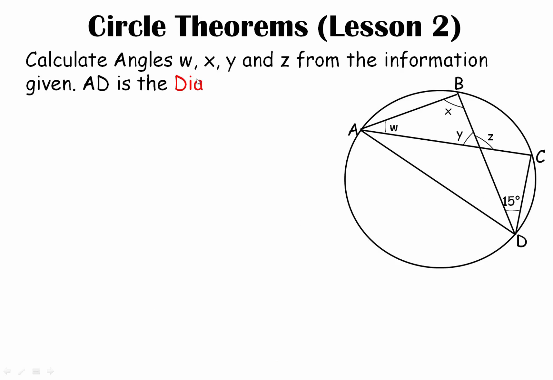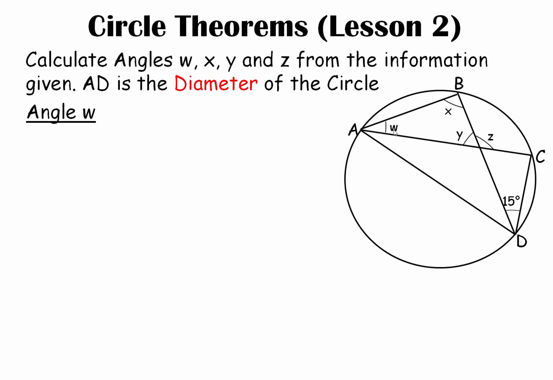Calculate angles W, X, Y, and Z from the information given. AD is the diameter of the circle. Okay, so AD is the diameter, and we have to calculate the respective angles here. So let's begin with angle W.